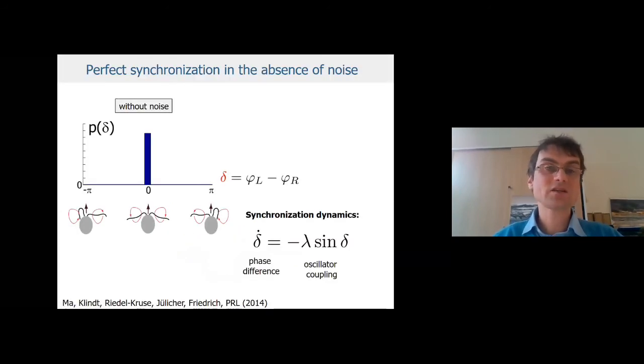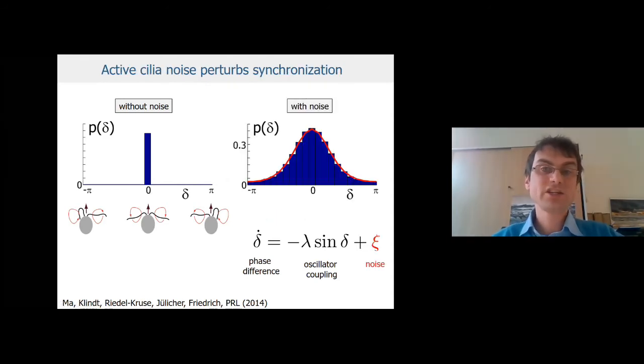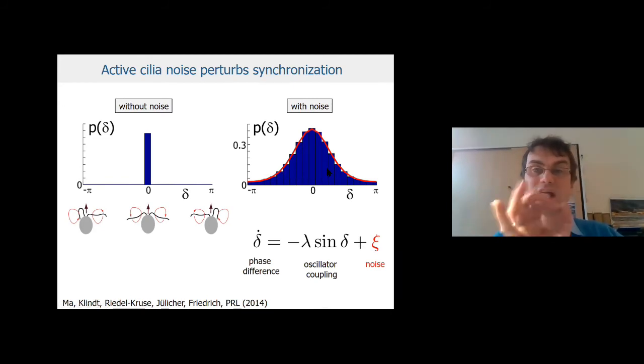And we can ask what happens in the presence of noise. Without noise, the two cilia would then synchronize perfectly. They would have a phase difference of 0. But if we switch on noise, then we find there's still synchronization, but now the phase difference delta, if you look at the distribution, the predicted distribution, it will fluctuate around 0. It will fluctuate around the synchronized state.